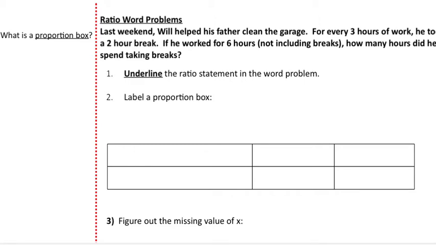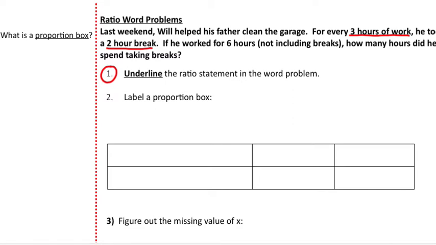So the first thing we want to do is underline that important information in that ratio statement. So we're going to underline 3 hours of work and 2 hours on break. Those two numbers are the numbers that are being compared to each other. They go together. The question says if he worked for 6 hours, how many hours did he spend taking breaks? Well, we're going to follow this problem-solving process, and the very first thing that we just did is underline the ratio statement in the word problem because we're comparing two things. This is a ratio problem.